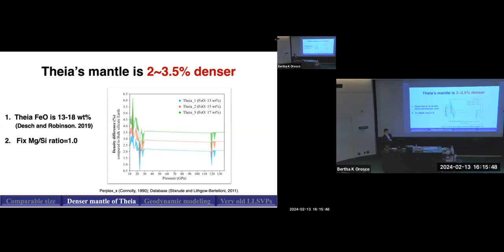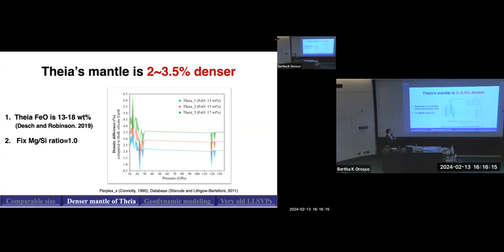So we'll use this FeO content for Theia, and we'll use the Mg to silicon ratio to estimate the chemical composition of Theia, and we'll compare that with the bulk silicon composition of the Earth. The x-axis here shows the pressure, which is the depth. The y-axis shows the density anomaly, the density difference of Theia compared to the Earth.